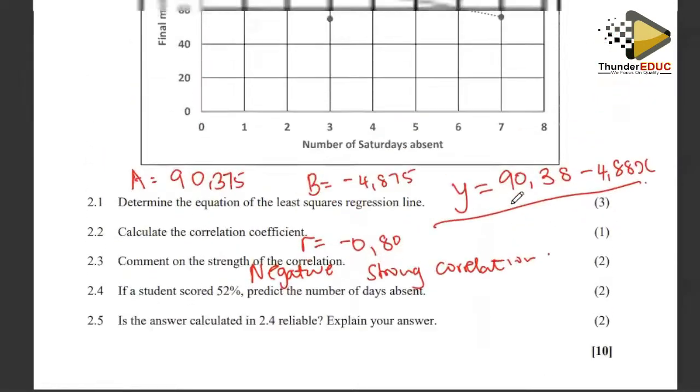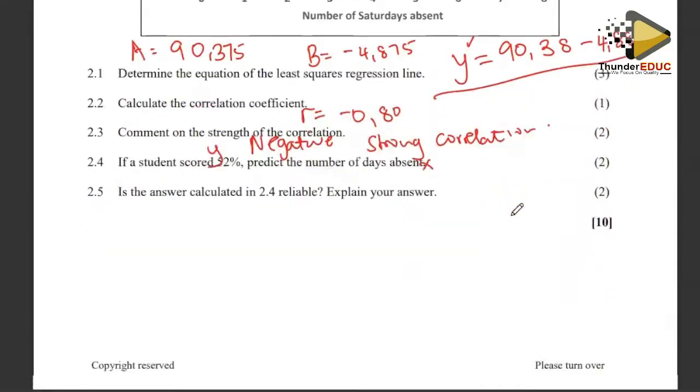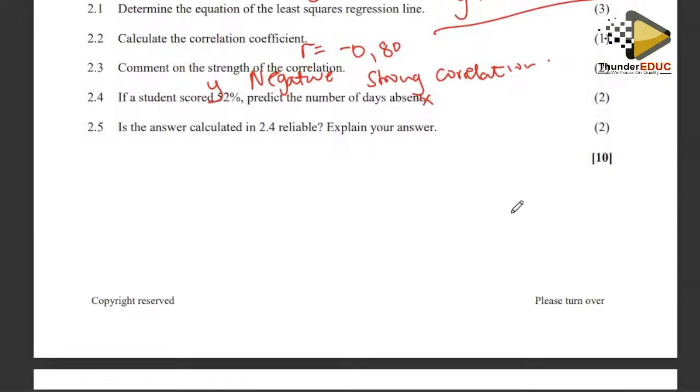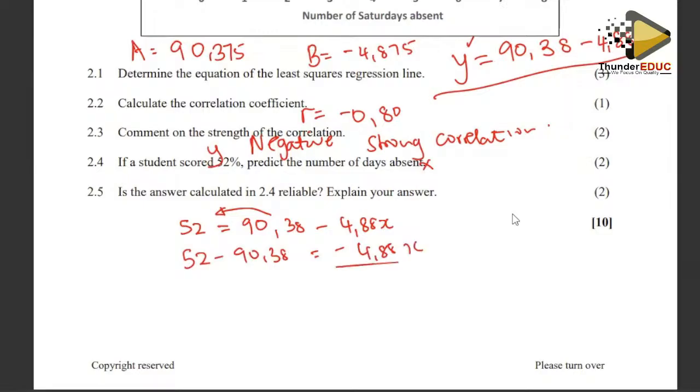Now, remember, the percentage is the Y, and X is the number of days that the learner was absent. So let's use our equation, and say where there is Y, we're going to say 52 is equal to 90,38 minus 4,88x. So start by moving the 90 to that side. So it's going to be 52 minus 90,38 is equivalent to negative 4,88x. Divide both sides by negative 4,88.